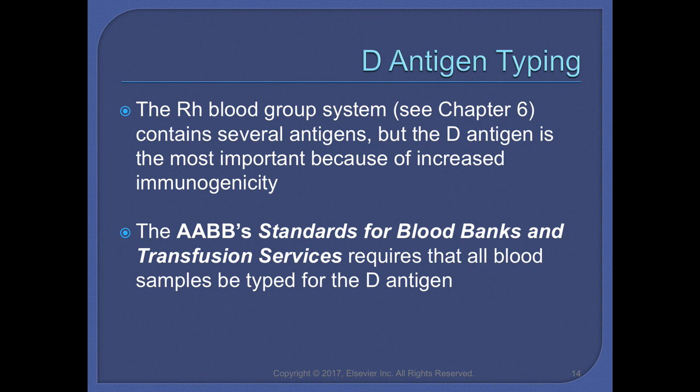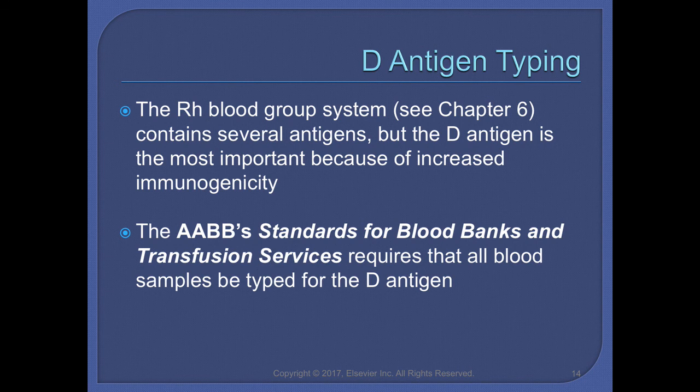Those are the most common antigens in the Rh blood group system. However, between all of those, the D antigen is the most important, and we always have to type for D antigen because that is the antigen that tells us if the person is positive or negative. So AB positive, O negative, A positive, B negative. That comes from the presence or absence of the D antigen on the red blood cells. This antigen is very important because it has increased immunogenicity, and if there is incompatibility, it can cause a hemolytic transfusion reaction.